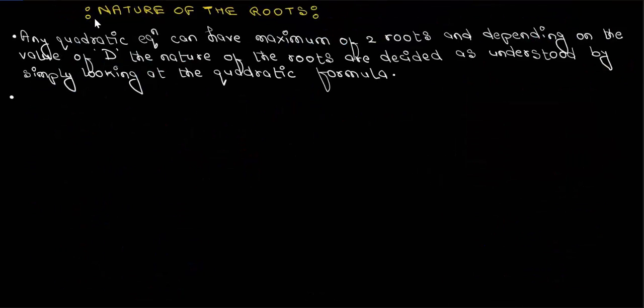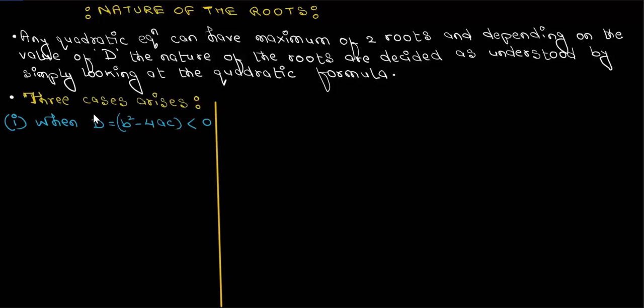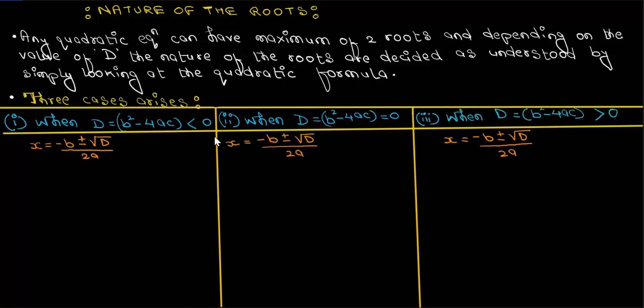Now let us understand the nature of the roots. Any quadratic equation can have a maximum of two roots, and depending on the value of d, the nature of the roots is decided, as understood by simply looking at the quadratic formula. Three cases arise. For example, when d, which is b square minus 4ac, is smaller than 0.